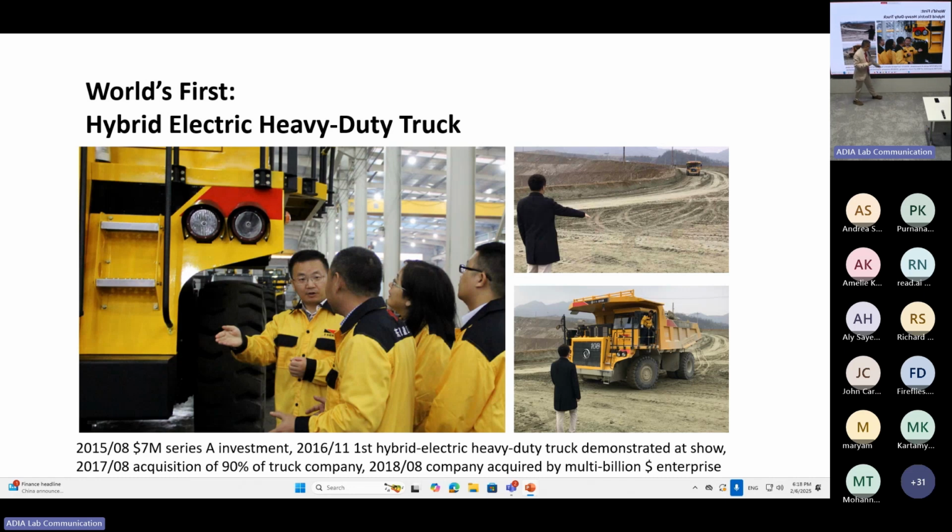At the end of 2016, we announced this truck. We showed the truck at the international exhibition. Then almost 1 year later, my battery company acquired 90% of the equity of the truck company. I suddenly became a truck company chairman. Then 1 year later, I sold the company to a multi-billion-dollar enterprise. Then I was free, and I could come here.